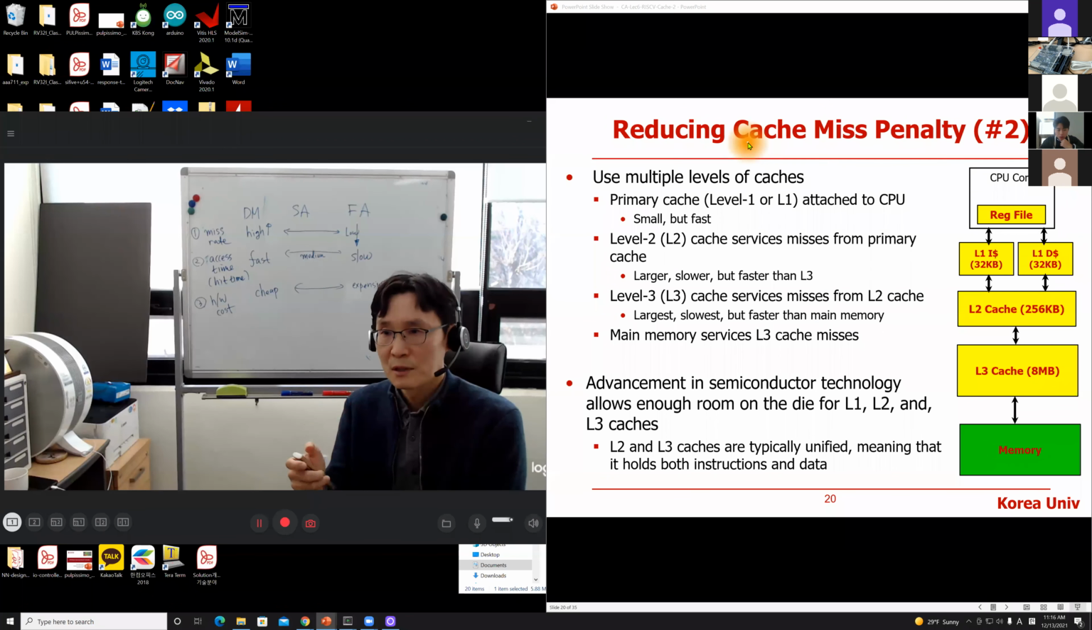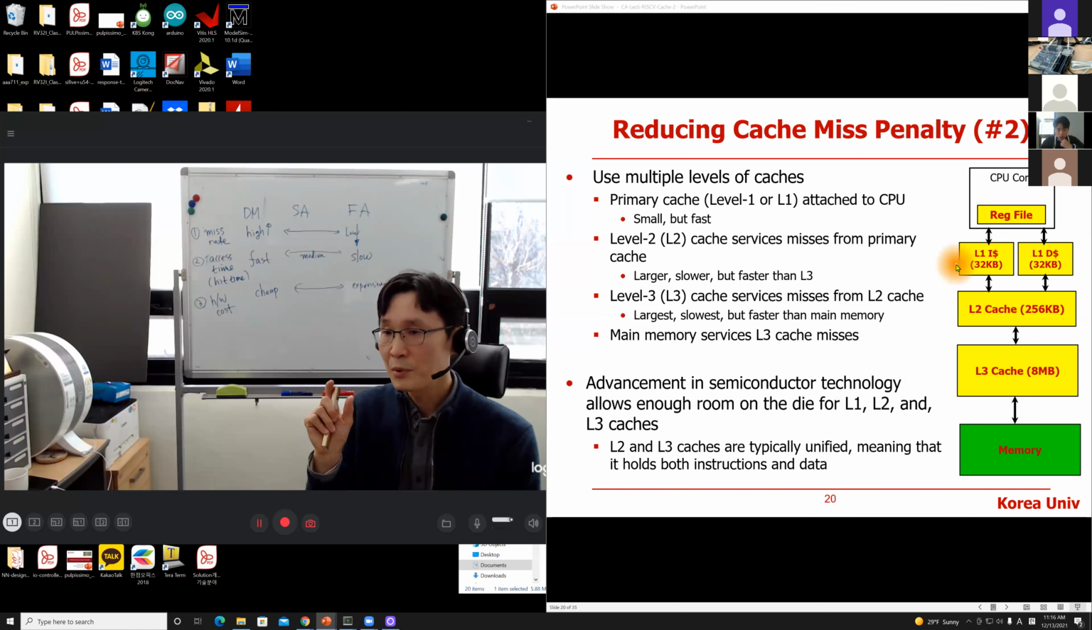What does that mean? Advancement, right? The transistor size is getting smaller and smaller. That is the basic unit of designing digital logic, right? So switch size is getting smaller and smaller. So you can integrate more and more transistors on the same size, same space, right? So thanks to the semiconductor technology, we are able to design this multiple level of caches.